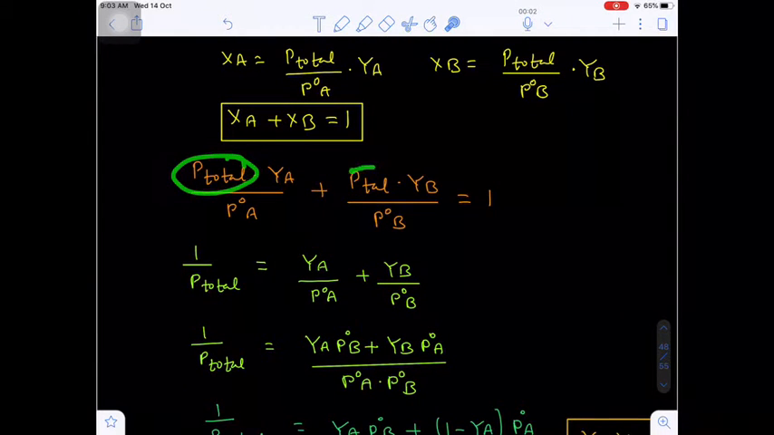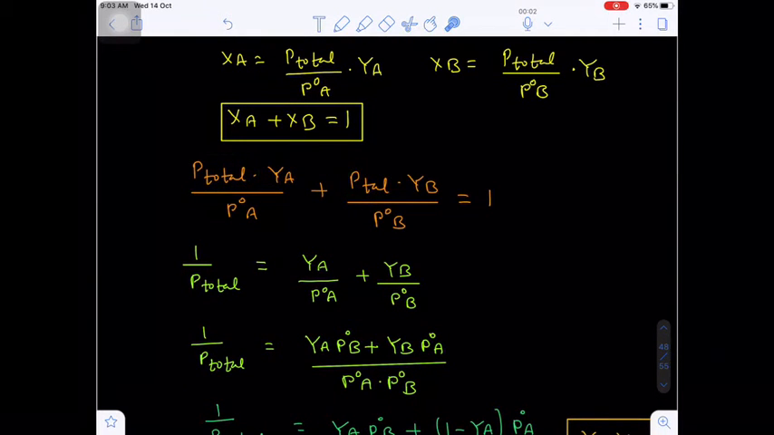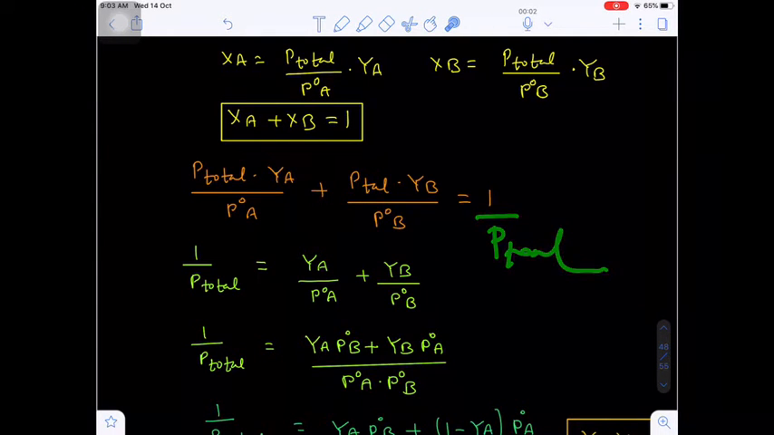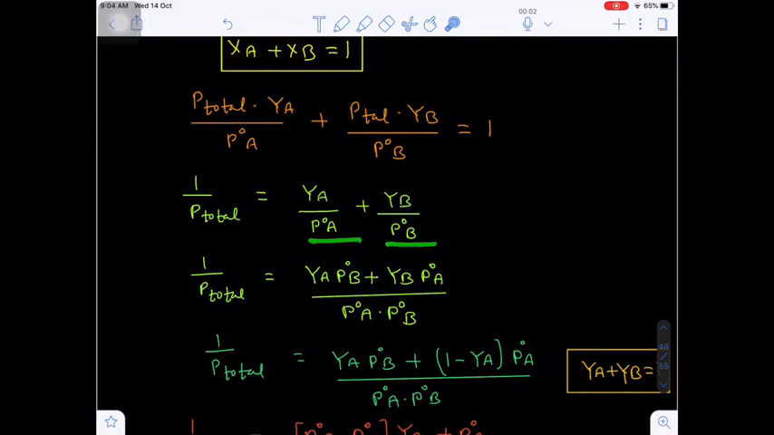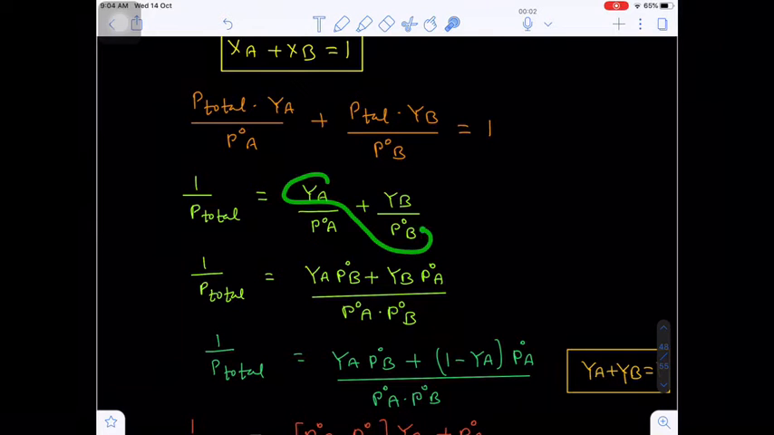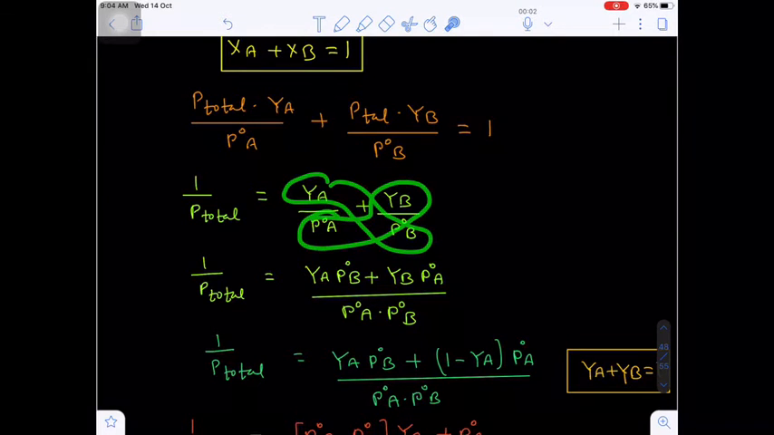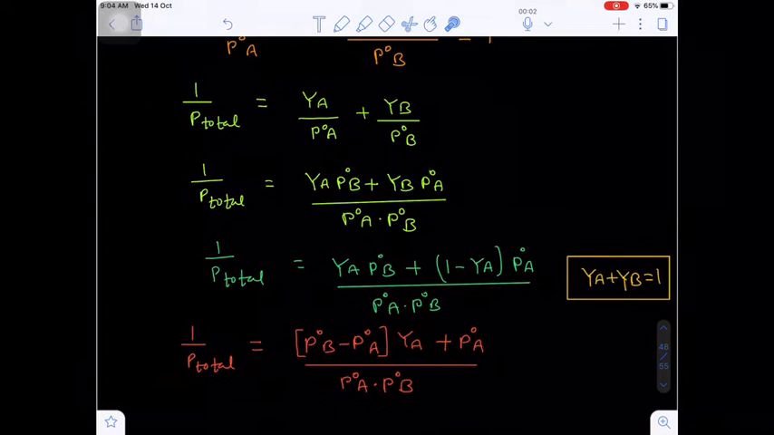Are you getting my point? From here take the P total common and bring the P total into the right side denominator. So you will get here 1 by P total. Okay, so 1 by P total will be equal to Ya by P naught A plus Yb by P naught B, and take the LCM here, P naught A into P naught B. So Ya into P naught B plus Yb into P naught A.